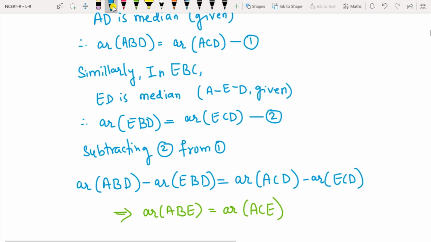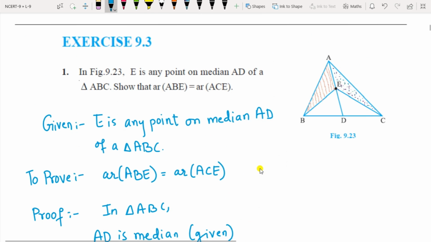Okay, see how we have to prove. AD is median and therefore ABD will be equal to ACD. Then consider triangle EBC. So this triangle's area will be equal to this triangle's area since this is also the median. Now subtract EBD from the whole triangle ABD. So you will get this one as the remaining triangle. So this area will be equal to this area. That's a simple one.